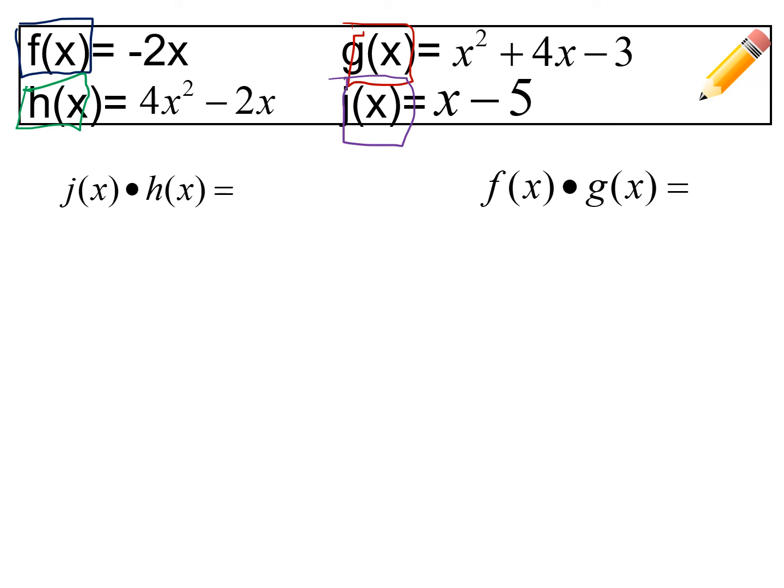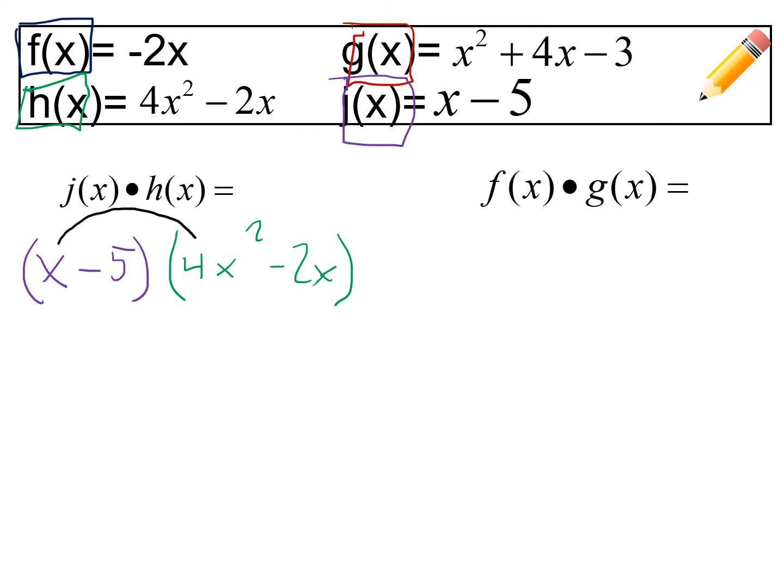So my next series of compositions, I've got j of x, so x minus 5, times h of x, for 4x squared minus 2x. Okay, if I remember back to polynomials, I've got 2 binomials being multiplied together. So I need to double distribute or FOIL here.